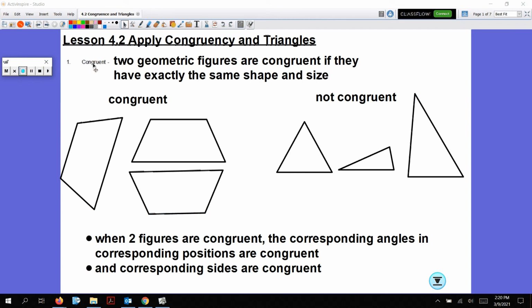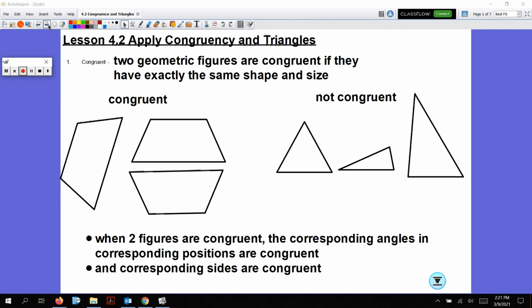All right. So first, let's just talk about what it means to be congruent. Two geometrical figures are congruent if they have exactly the same size and shape, okay? So here are three examples of figures that are congruent. They have the same size and shape, they're just rotated. Then I have an example of things that are not congruent. Clearly they're not the same size. They are all triangles, but they're all different sizes. When two figures are congruent, the corresponding angles in the corresponding positions are congruent, and corresponding sides are congruent.